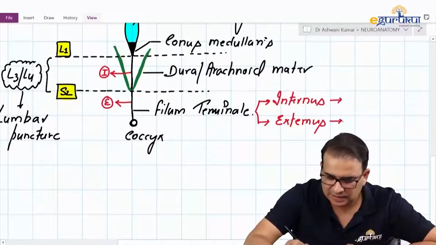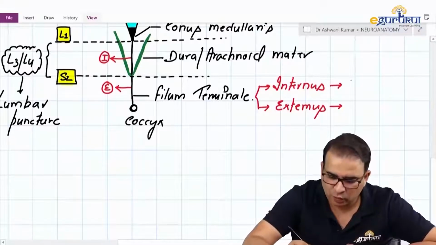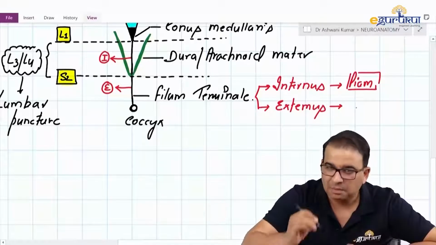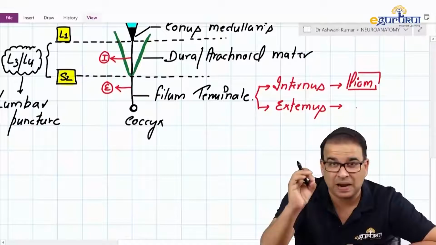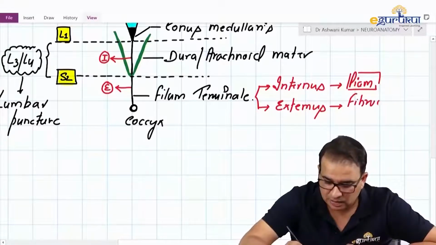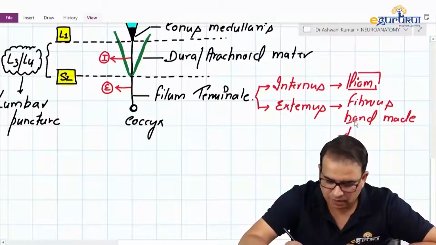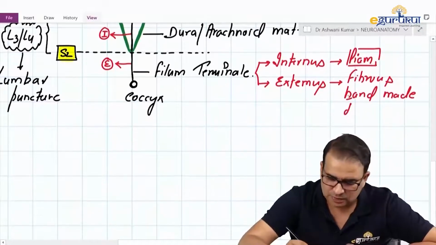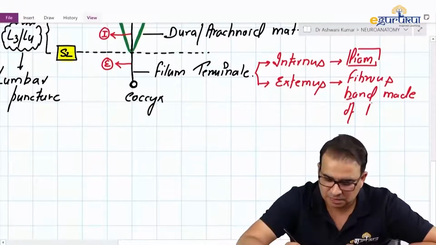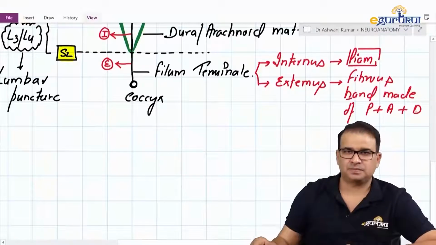This filum terminale internum is a modification of only pia mater. Only pia mater forms the internum, but the filum terminale externum is a fibrous band. It's better you write it down, that fibrous band. It is actually a fibrous band made up of condensation of all three meninges, made up of pia, arachnoid as well as dura, all three.